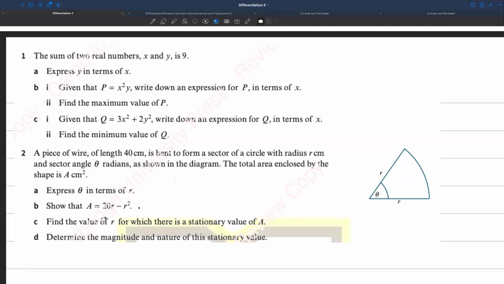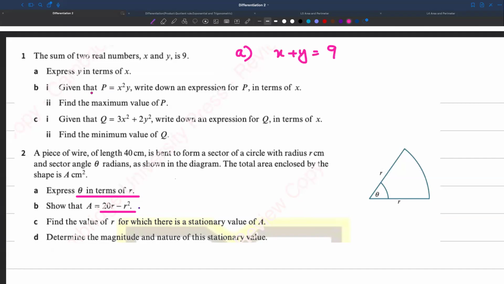Sometimes, let's say in this question, it says show that area is equal to this. They have already asked you to do this, right? But it's not necessary that they will always ask that. Maybe they'll directly ask you to show that area is 20r minus r squared. For that, you will have to make a prior equation. The way we approach this is, it says the sum of two real numbers x and y is 9. So in part A, x plus y is equal to 9.